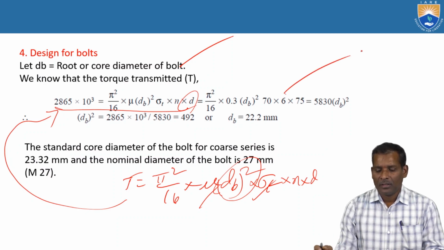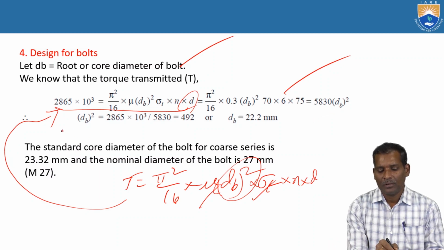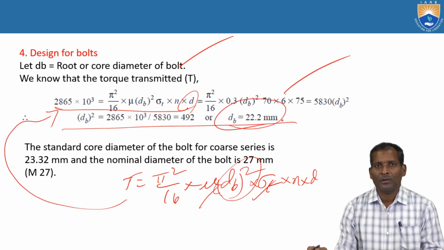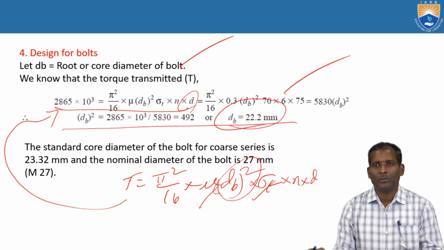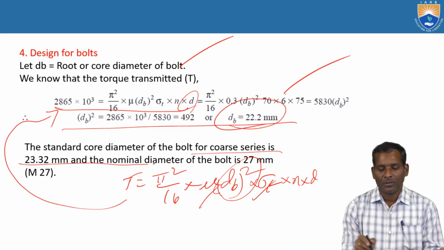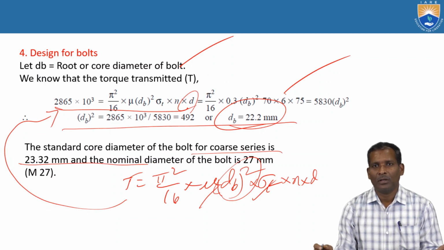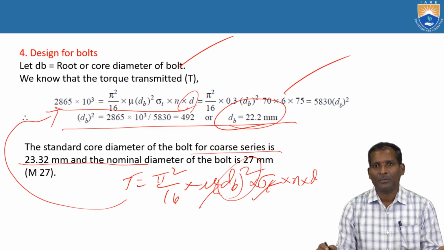So here the obtained value is T equal to 5830 dB squared. Now calculate dB, the root or core diameter of the bolt. That is 22.2 mm. The standard core diameter of the bolt for the core series is 23.32 mm. You have to take this value from the design data book, where the standard core diameters for various series are available in tabular form under the bolts topic.